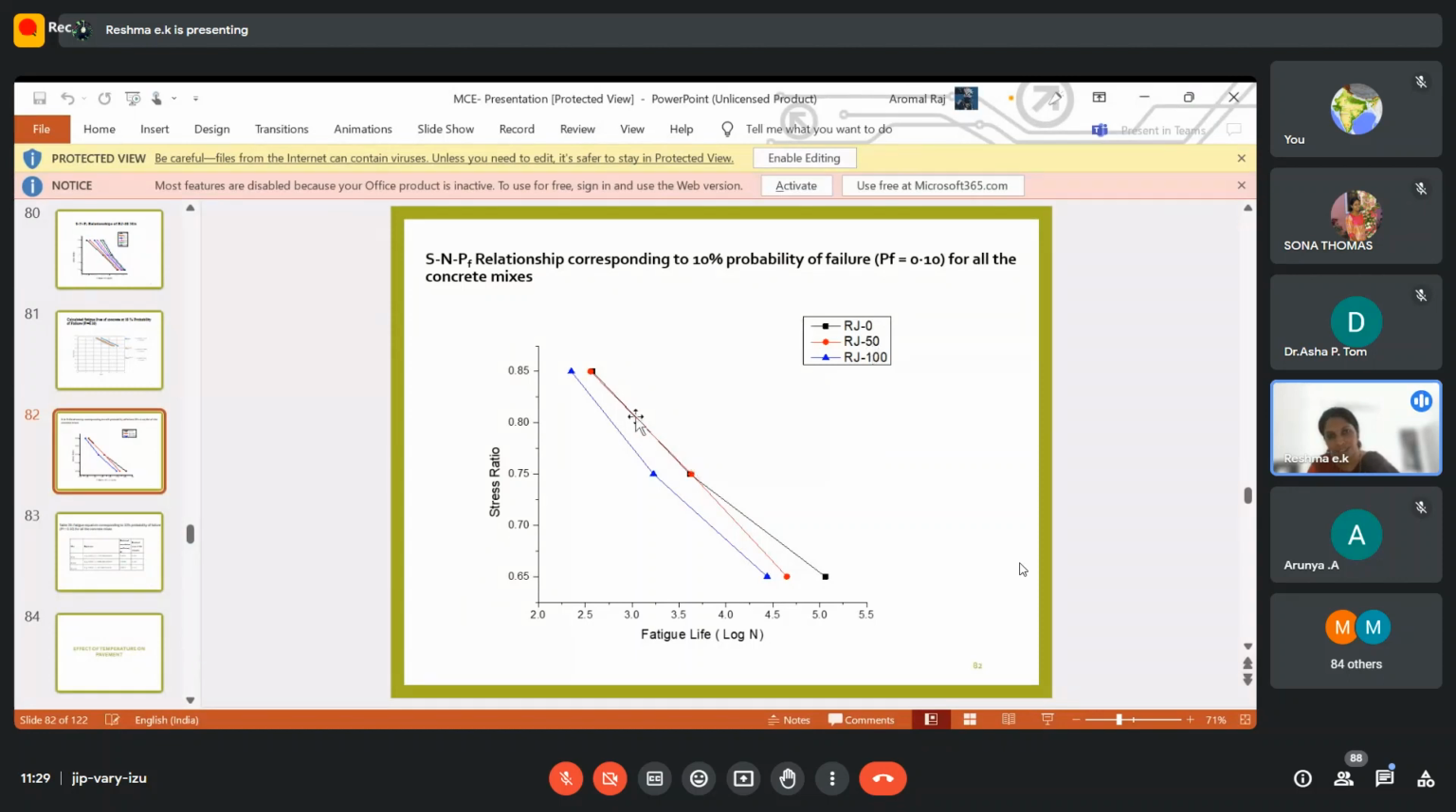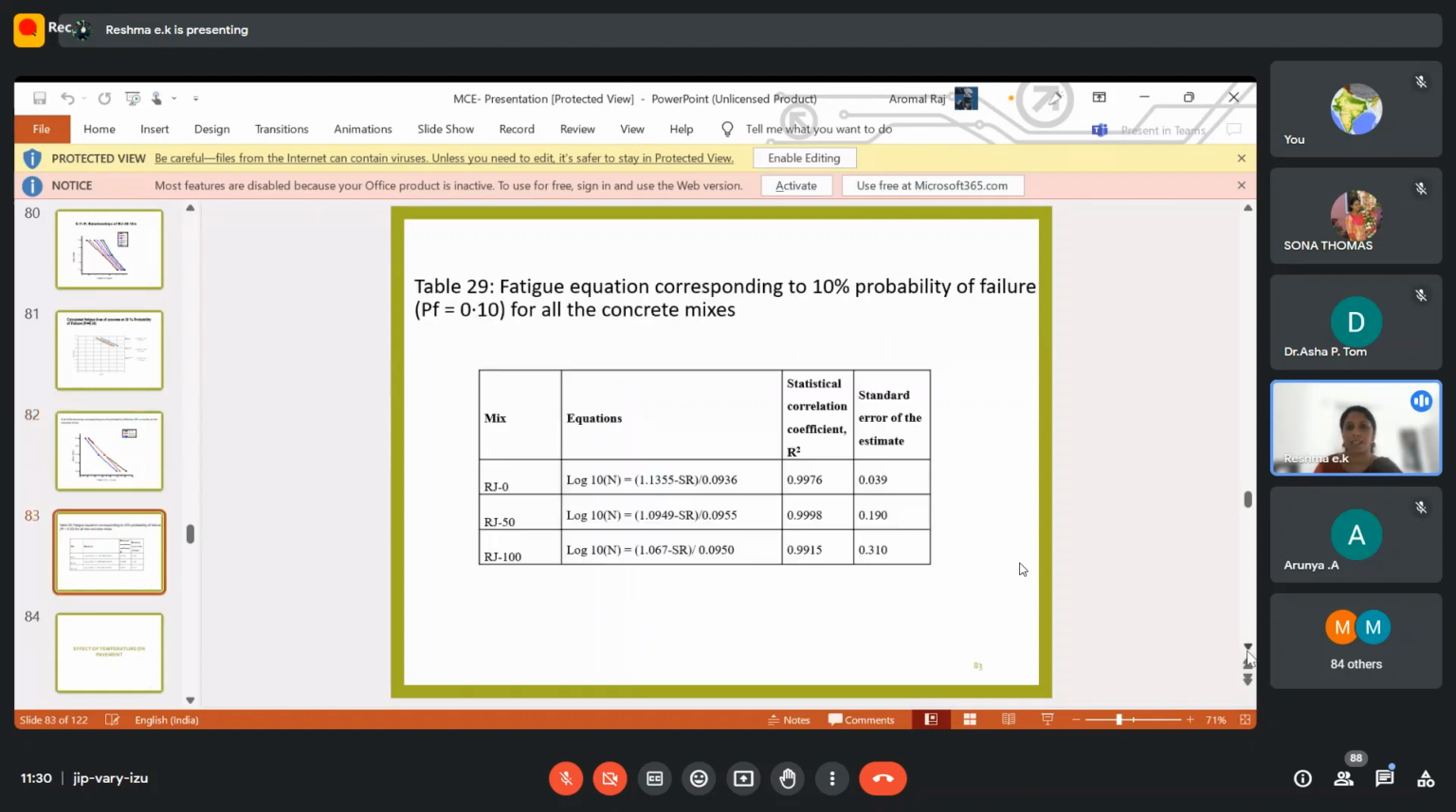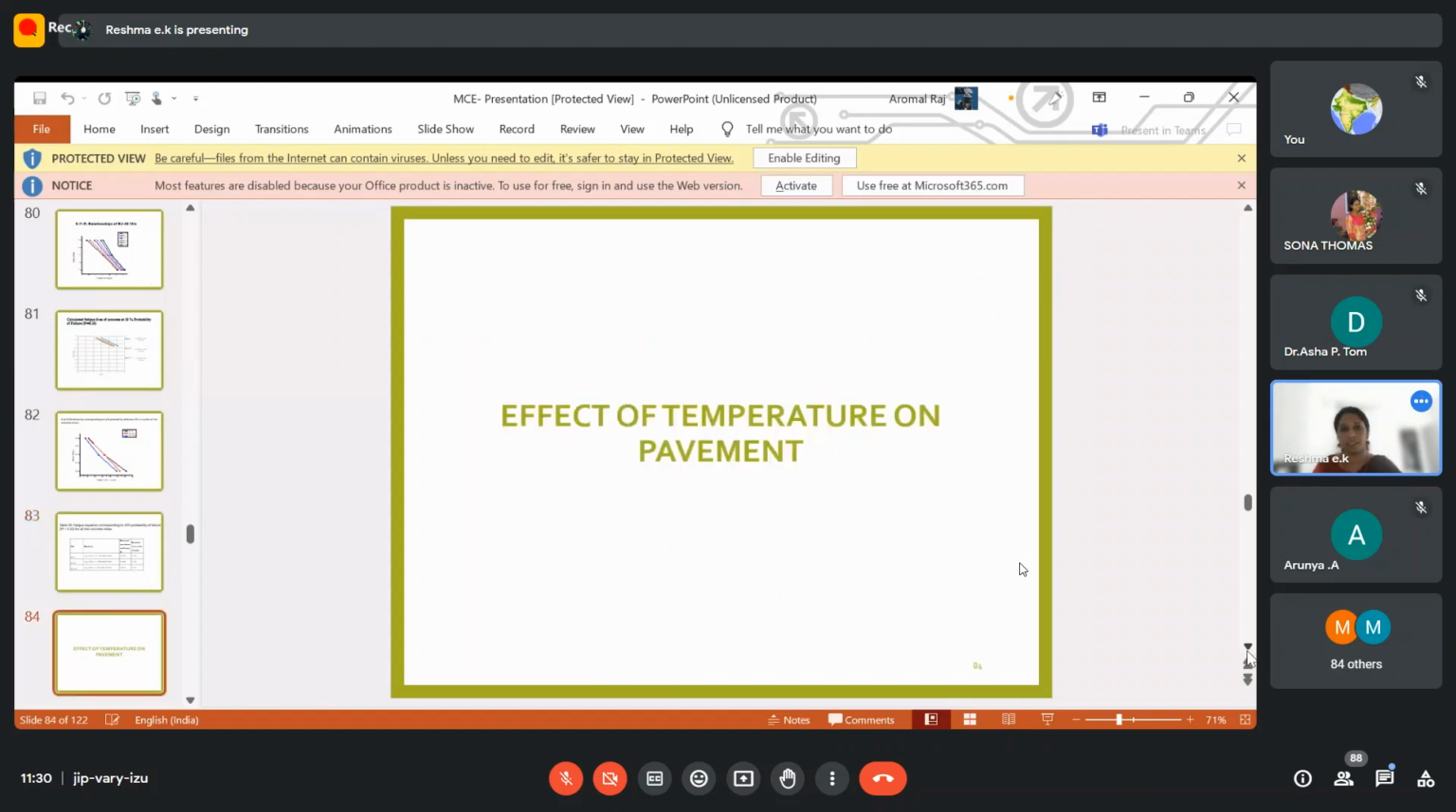But thankfully, see, the graph: the black is for the RJ0 control mix, and red is for 50%. It is in line at higher stress ratio, but at lower stress ratio it is not matching very much. For 100%, obviously the resistance is a little less. Again, I have some equations to compare the theoretical and calculated values. That's all.